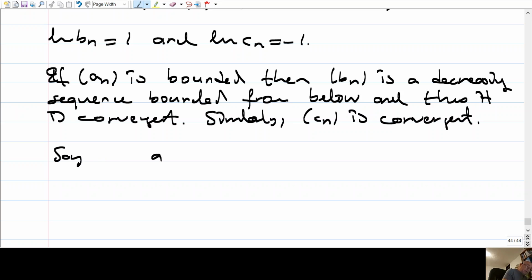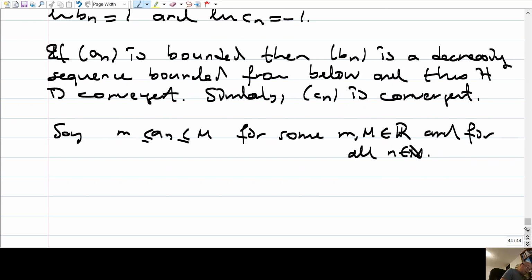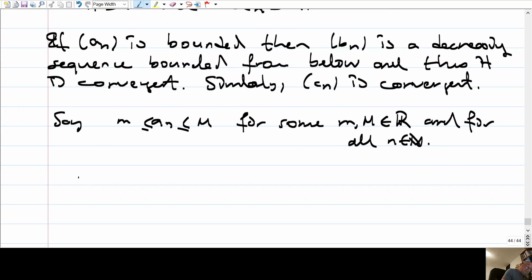Say an is greater than little m and less than big M for all n. Okay, so bounded means this, right? Maybe I should write: for some m and M, and for all n. Okay, then I have this.